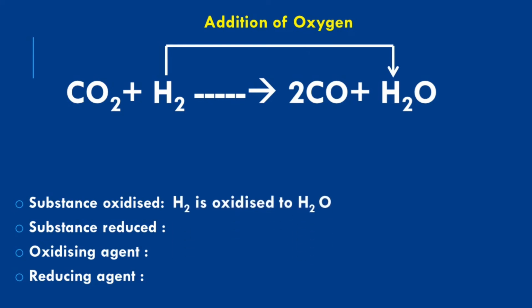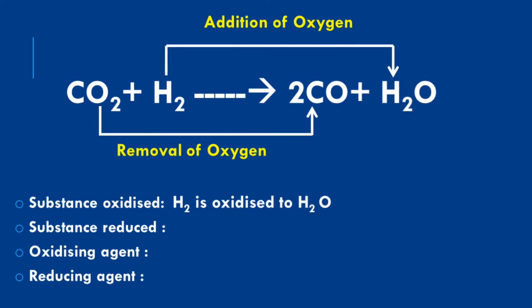If you check what happened to carbon dioxide, you can understand that from carbon dioxide, an atom of oxygen has been removed and it has converted to carbon monoxide. So there is a removal of oxygen from carbon dioxide. Hence carbon dioxide is reduced to carbon monoxide. So the substance which has got reduced will be the oxidizing agent. Hence carbon dioxide is the oxidizing agent and hydrogen is the reducing agent.